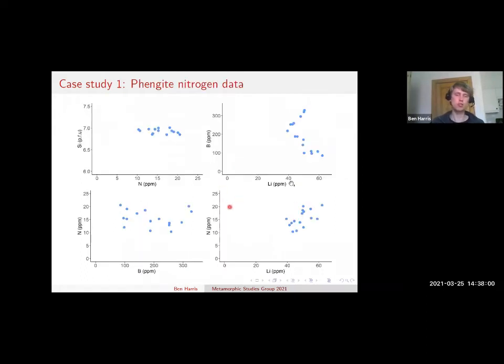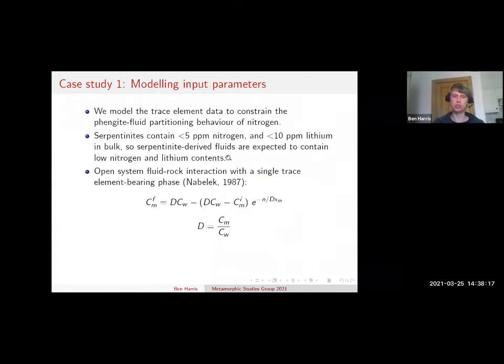So we analyzed nitrogen in these same phengites. We found that nitrogen doesn't show any correlations with the major element composition of the phengite, for example, the silicon. But we do see correlations between the boron, lithium, and nitrogen trace elements. So we modeled this data in order to constrain the phengite fluid partitioning behavior of nitrogen.